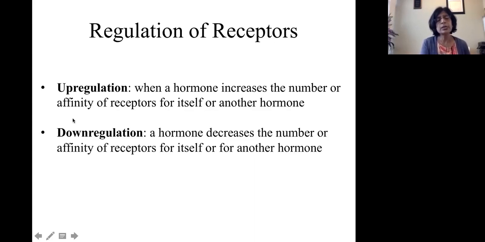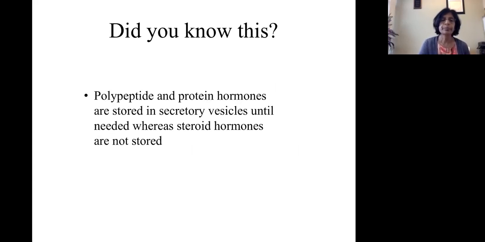All right, downregulation is the opposite. Okay, you have a hormone that's around, but that function is not desired anymore. So how do you control it? Instead of having the same number of receptors, you would remove the receptors or remove the sensitivity of the receptors, and that's how you would downregulate the action of a particular hormone.